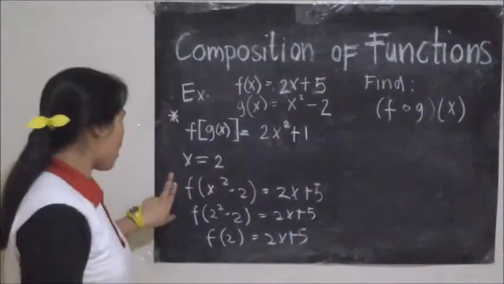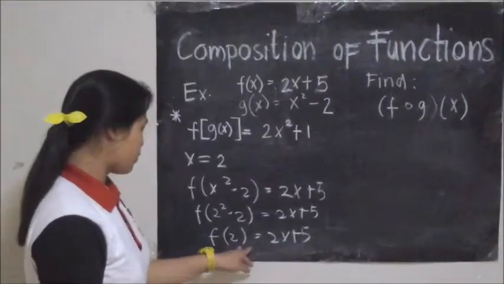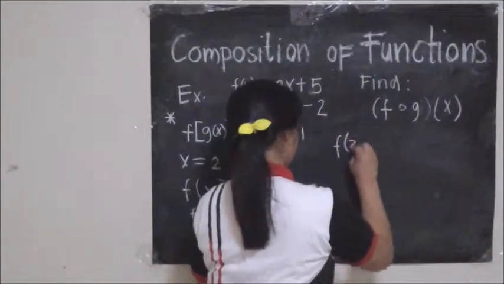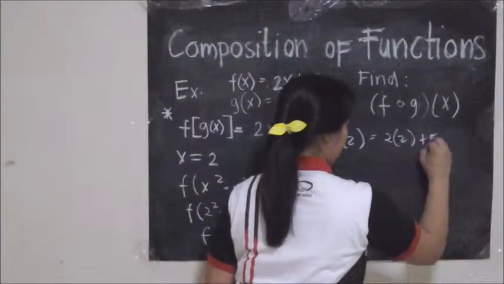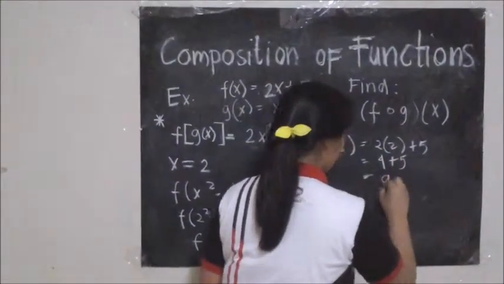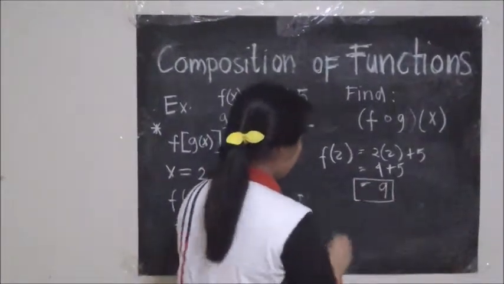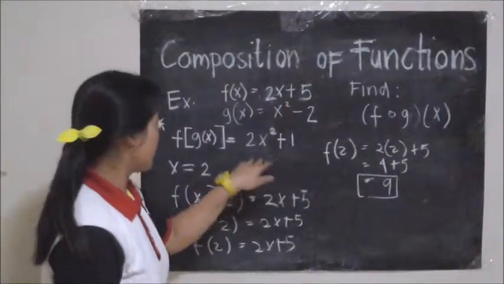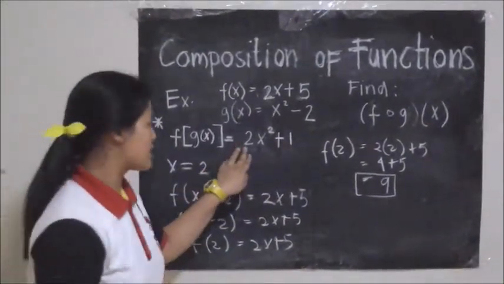To solve for the value of f of g of x, we will substitute the value of 2 in this equation. So we will have f of 2 is equal to 2 times 2 plus 5, which is 4 plus 5, which is equal to 9. So our final answer is 9. Then, if you're wondering whether you will get the same answer if you substitute the value of 2 in here, well, the answer is yes.